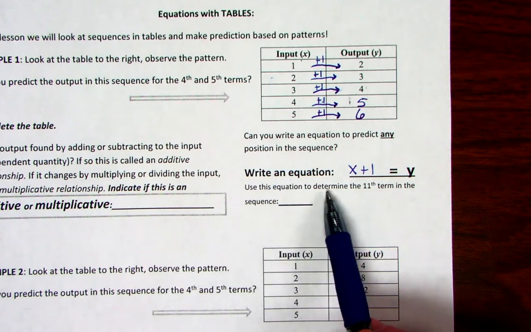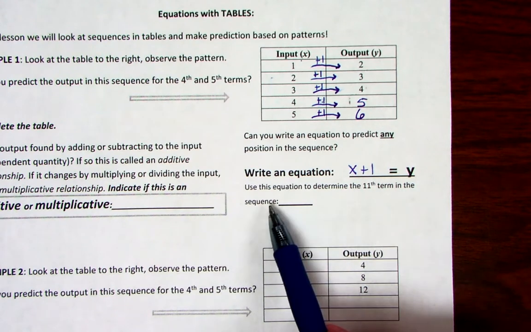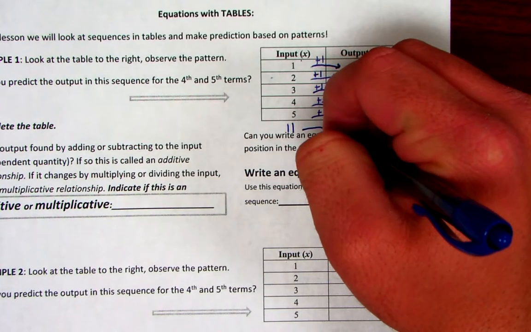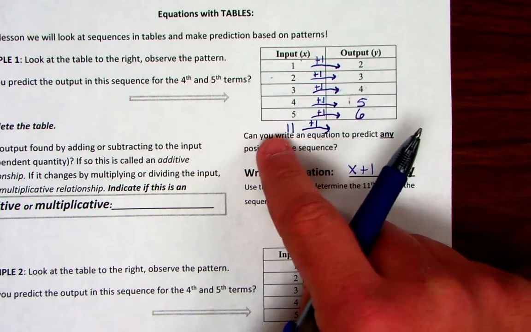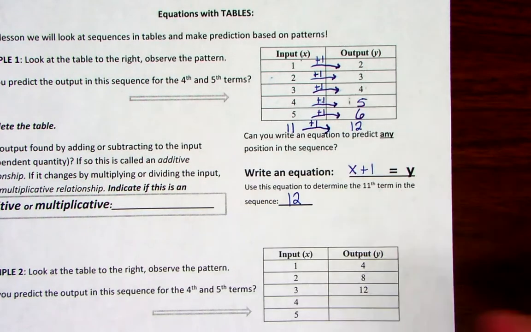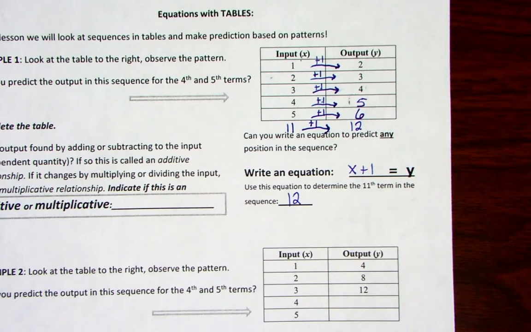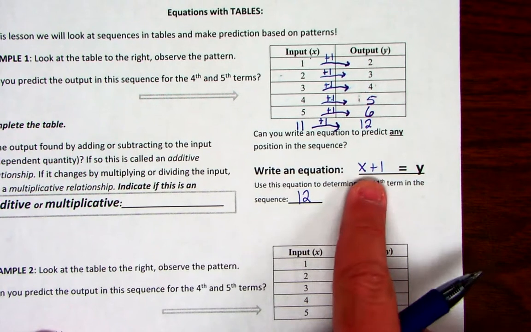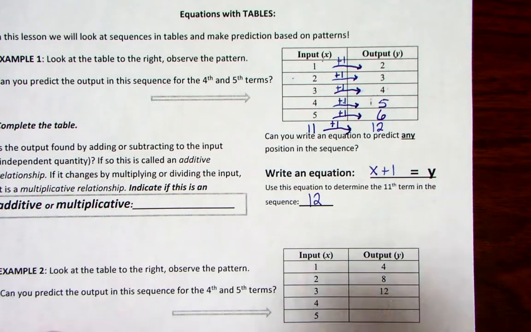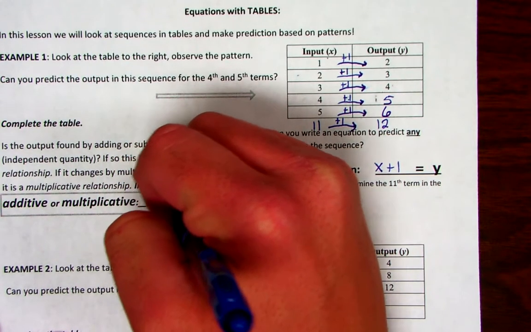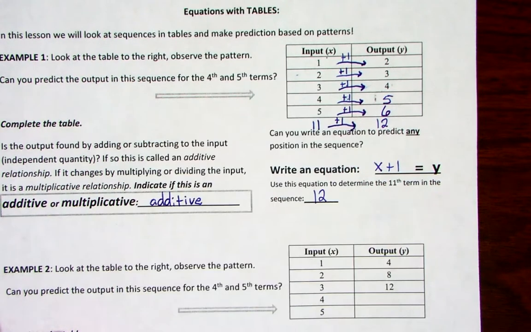Now it says use this equation to determine the 11th term in the sequence. The 11th term means your x value is 11. Add your scale factor: 11 plus 1 is 12. So the answer here would be 12. Wow, not that bad. Now, is this equation additive or multiplicative? Well, since I'm adding in here, it is additive. Not too bad, right?